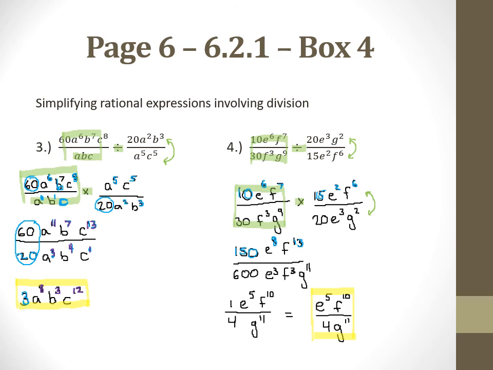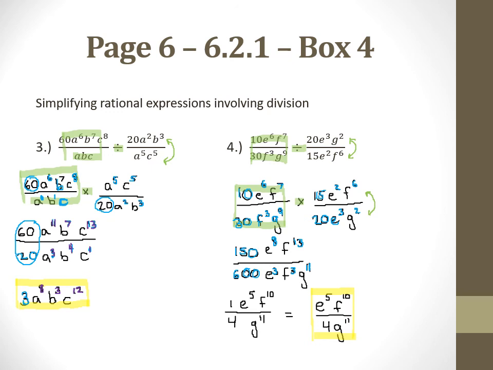And then we do the same thing across the denominator. Whole numbers are 30 times 20, which is 600. I only have e to the third power, nothing to combine that with, so it stays as e to the third. F to the third, same deal, nothing to combine there. And if you wanted to write those in the other order, f to the third times e to the third, you could. I just like to put them in alphabetical order. But for the g's, we've got a 9th power and a 2nd power. 9 plus 2 gives me g to the 11th.